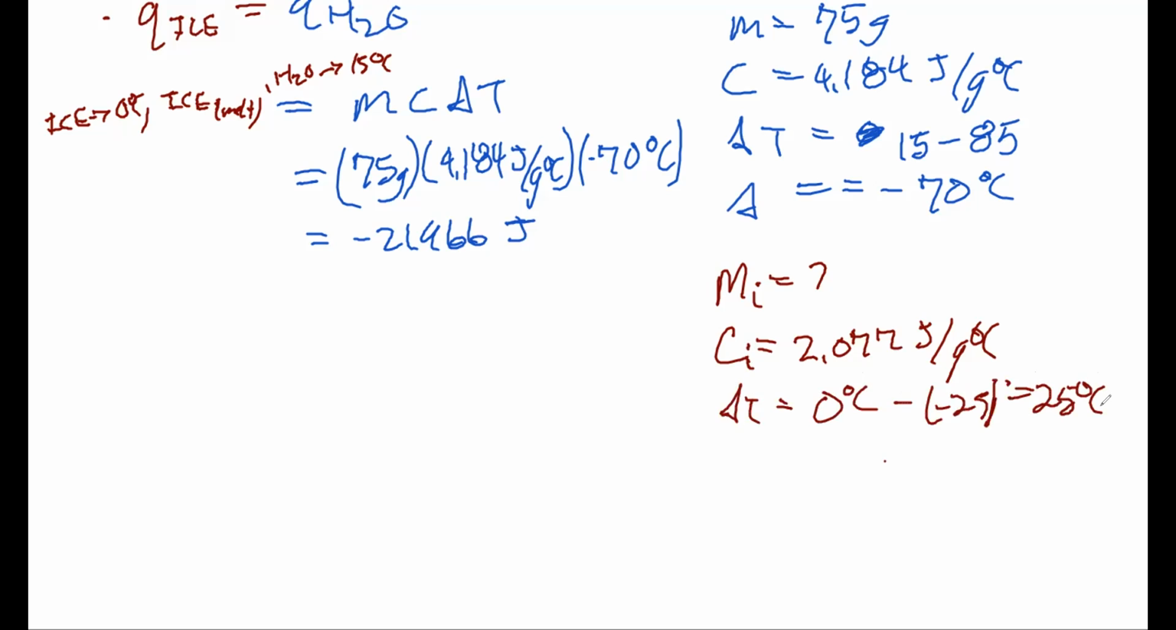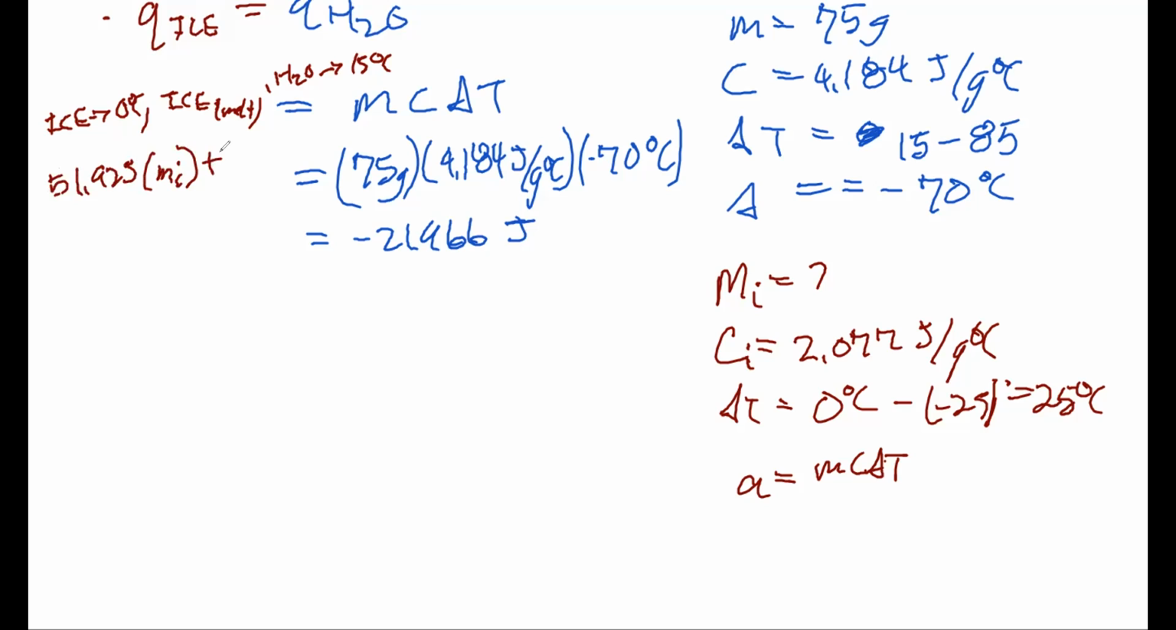So on that first part, if we now put this into Q equals MCAT, the amount of energy needed for us to heat that ice to 0 is going to be 2.077 times 25. And so whatever our mass is, times our mass of our ice, that's going to be our first part.